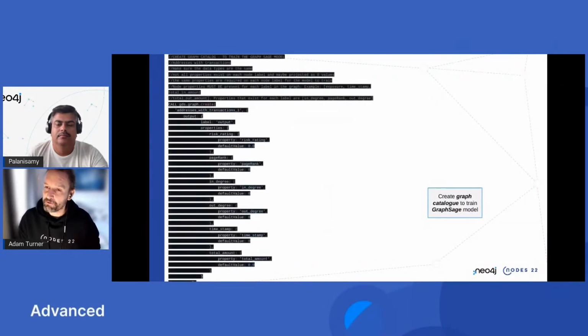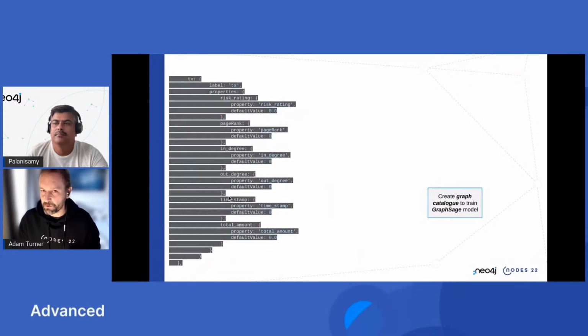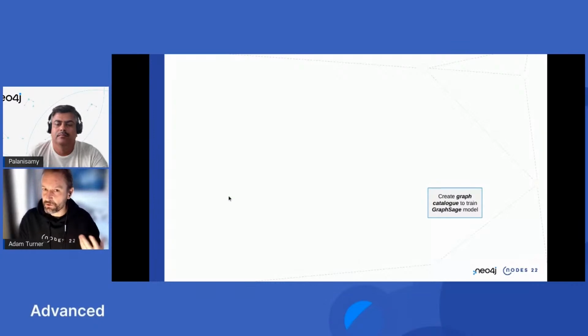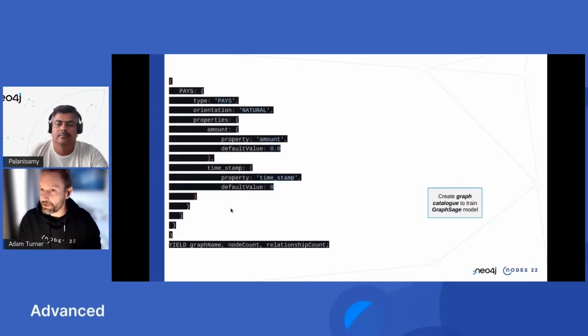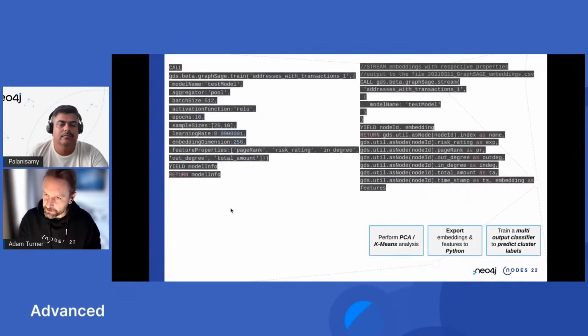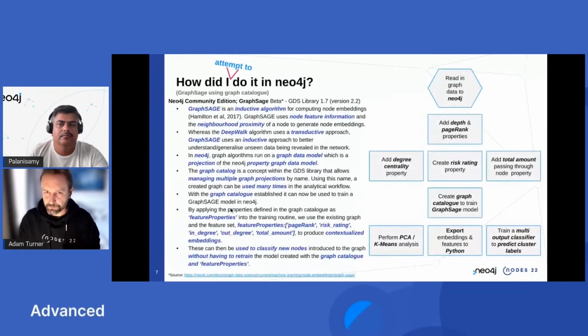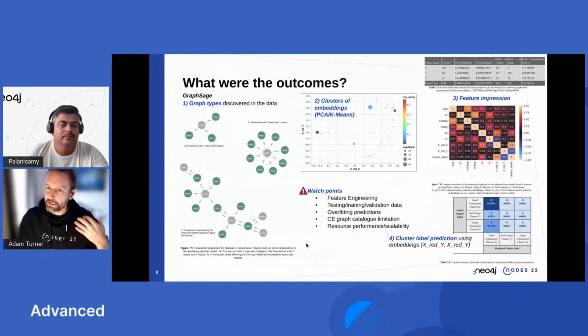I used the concept of the graph catalog, which is a very powerful component of Neo4j, and it allows you to use this multiple times within your analytical workflow. Okay, so that was another benefit of using GraphSAGE, and it was more executed in a supervised fashion, right? So you'd have your traditional training, testing, and validation data sets.